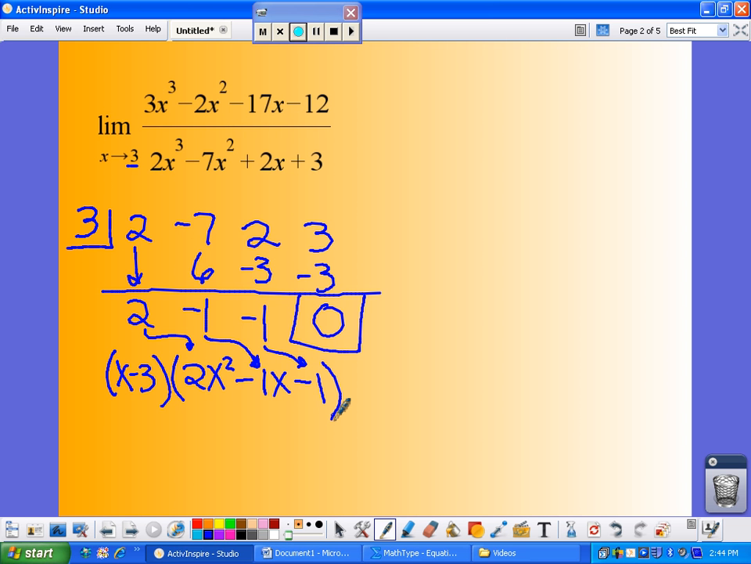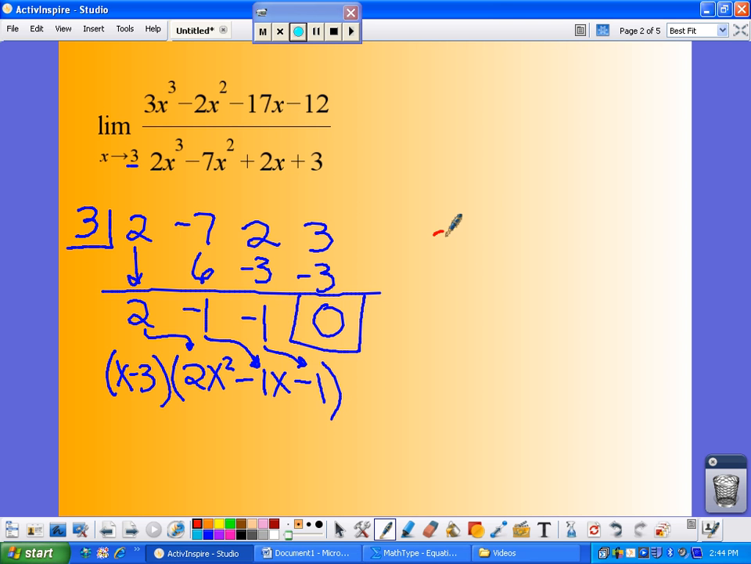And I see that I have a factor of x minus 3. The thing with limits is I'd like to plug that 3 in to get my limit, but I can't because 3 makes this denominator 0. And a 0 denominator is undefined. So let's check and see if that 3 is in the numerator. So I'm going to do this again. I'll do it in red.